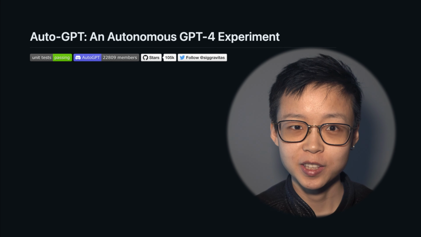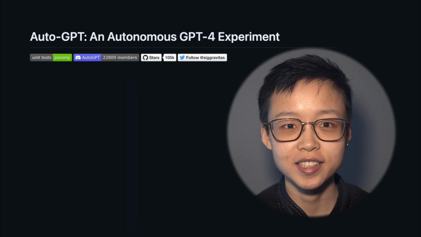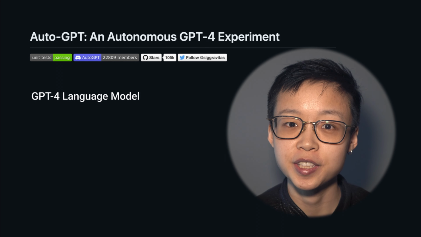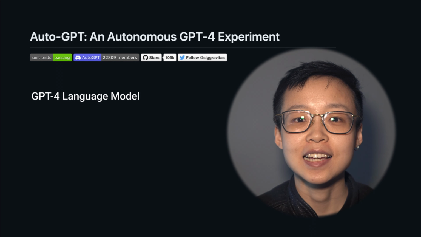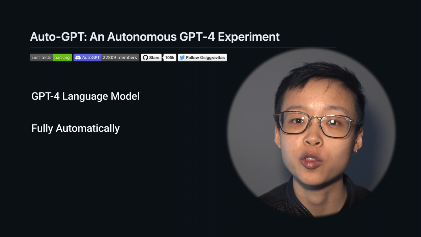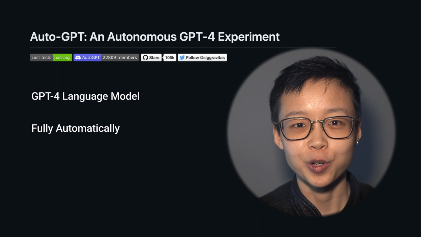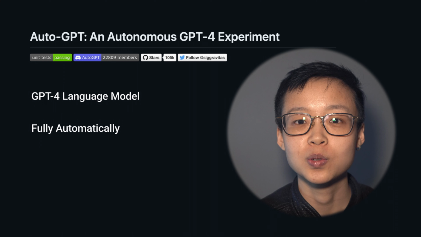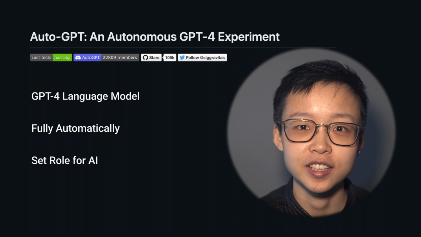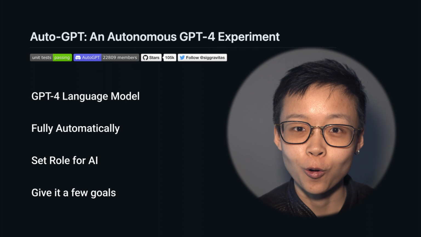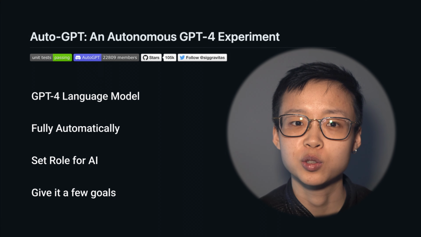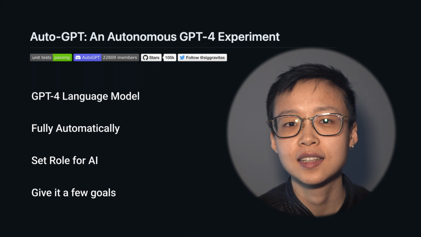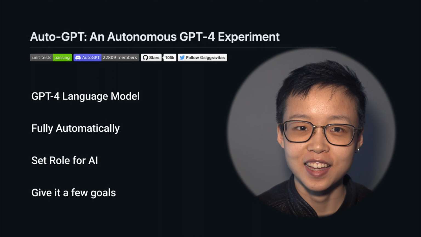AutoGPT is an experimental open-source application showcasing the capabilities of the GPT-4 language model. It lets you run GPT-4 fully automatically. So basically, when you run the program, it will ask you to set a role for the AI and give it a few goals. And then the program will run fully autonomously to achieve whatever goal you set. Sounds amazing? Let's get into it.